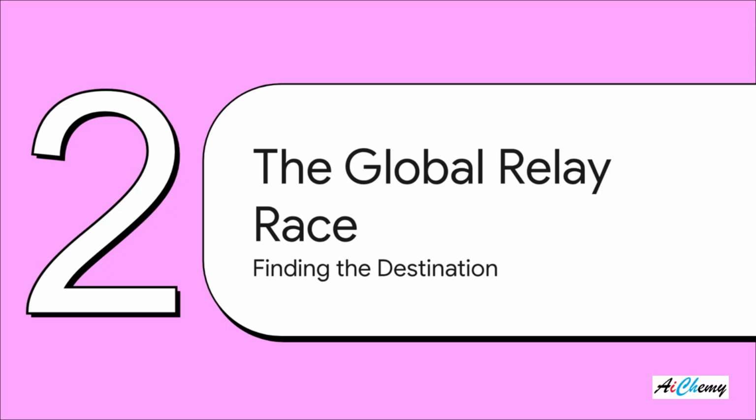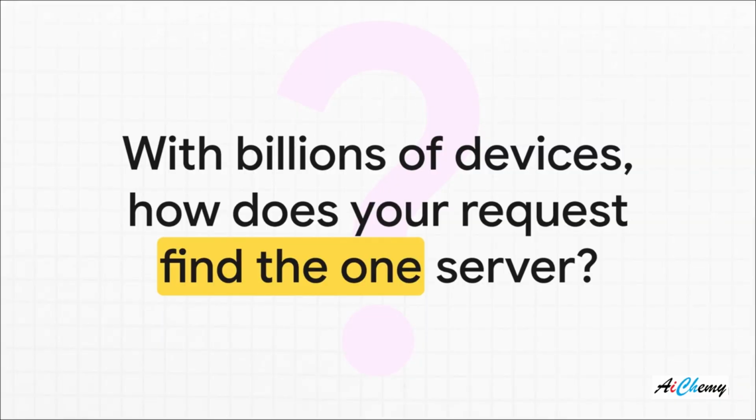Okay, so our data packet has left your device and it's made it to your router, which is basically the gateway to the outside world. It's now ready to enter the massive global internet. So the big question is, how does it know where to go? This really is the core challenge of the internet. It's kind of like trying to mail a letter to one specific person in a city of billions of people, but you don't know their street address. How in the world does your request for a website pinpoint the exact server, maybe thousands of miles away, that holds the data you need?